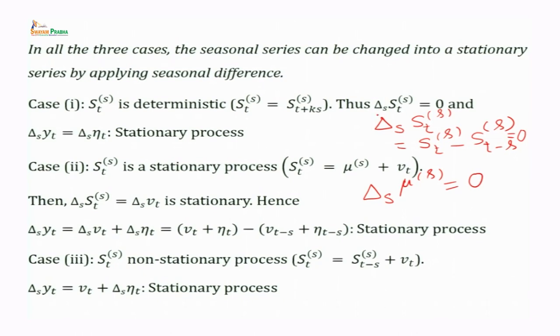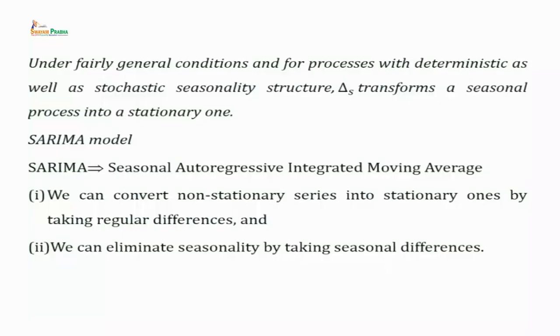So, in all the three cases, if you take the seasonal difference delta s, then ultimately you get a stationary process. So, you can remove the non-stationarity because of seasonality by taking a seasonal difference delta s. Under fairly general conditions, and for processes with deterministic as well as stochastic seasonality structure, this seasonal difference delta s transforms a seasonal process into a stationary one. Now, this is an important observation, and this important observation helps you in developing seasonal models.